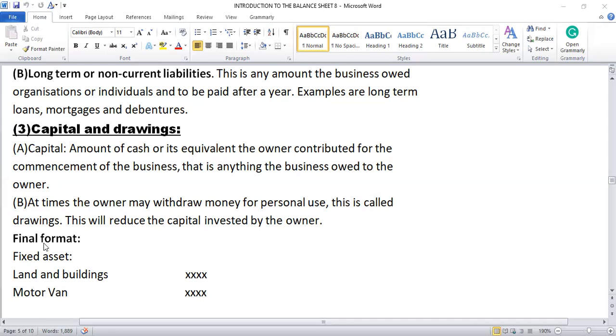So let us look at our final format. In the final format, we have fixed assets, land and buildings. The amount is here. Motor van, the amount is here.